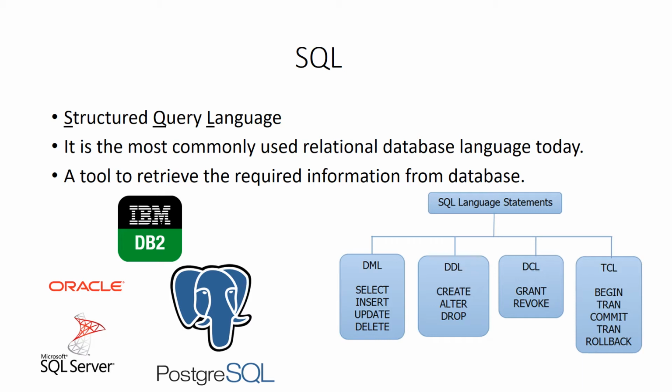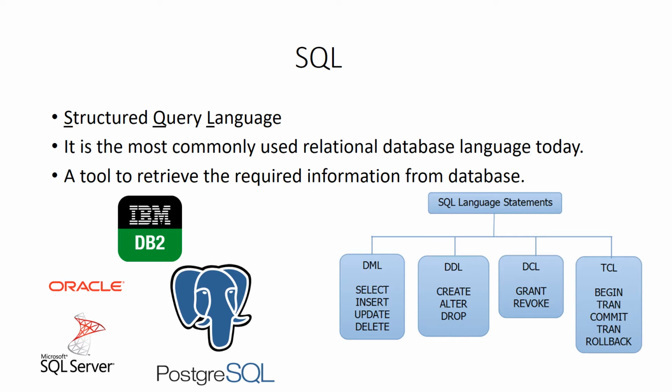The second is DDL, which stands for Data Definition Language. It is used to create and modify the structure of database objects in database. Examples are create, alter, drop. Alter modifies the schema of the table and drop deletes the whole table.